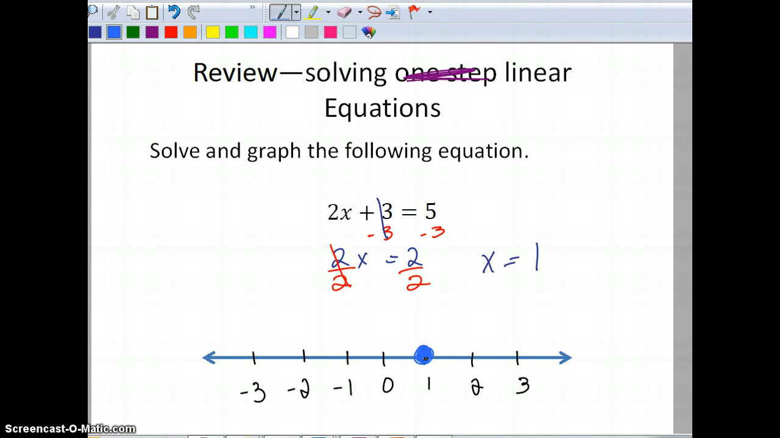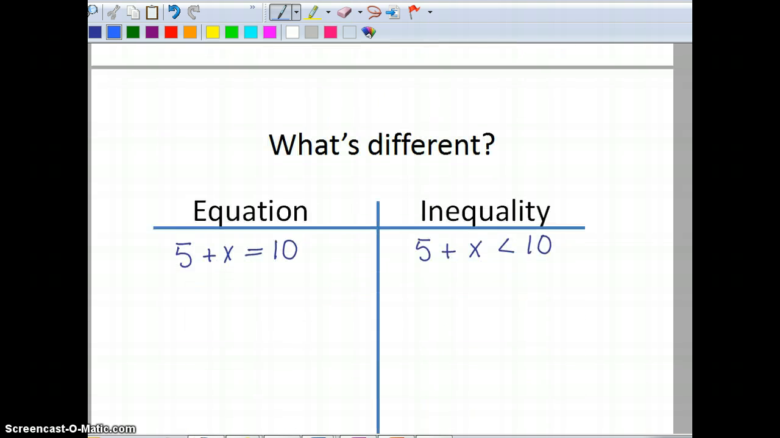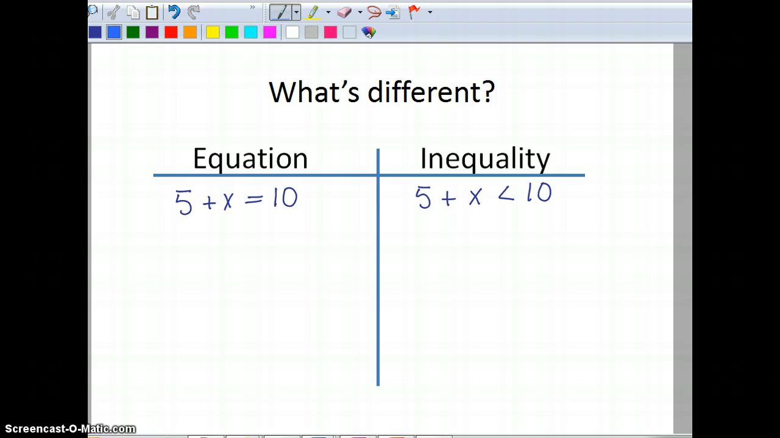What we do with linear inequalities is going to be very similar. But first I want us to take a look and see what's different between an equation and an inequality. Now when I look at 5 plus x is equal to 10 and 5 plus x is less than 10, the first thing I notice that's different is an equation contains an equal sign and an inequality doesn't. So an equation has an equal sign, an inequality has an inequality symbol. So it could have less than, greater than, less than or equal to, greater than or equal to.